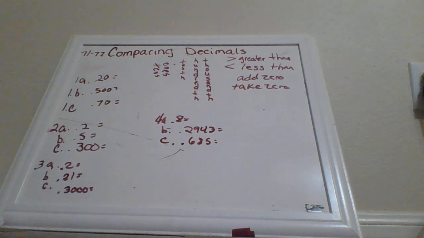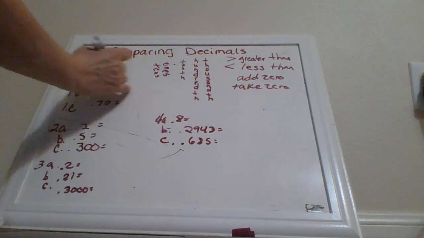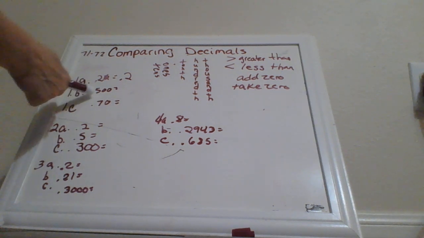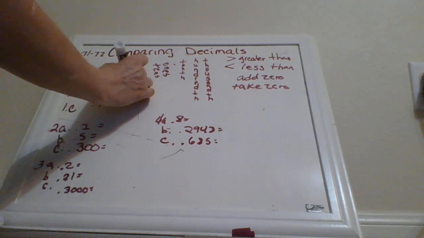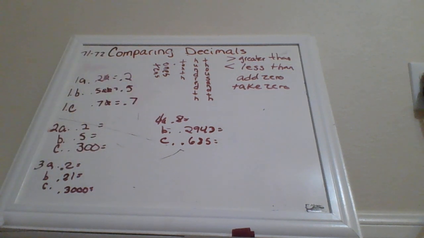Okay, so for section 1, they want you to make everything end in the tenths place, and so for all of these you're going to have to just take off zeros. Since tenth is one place after the decimal, you're just going to take off that zero, so 0.20 would become 0.2, 0.500 would become 0.5, and 0.70 would become 0.7. And that's just saying that you can take off all those zeros. It's not like place value with your ones. They don't matter when you go after the decimal.